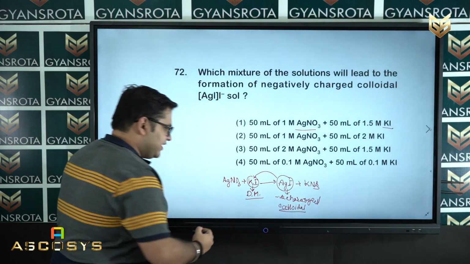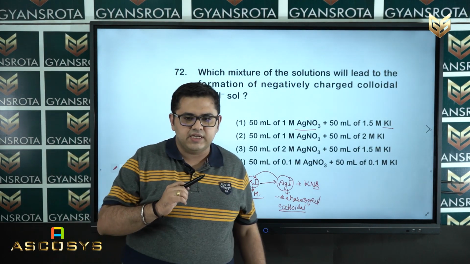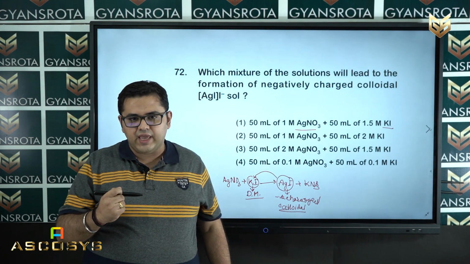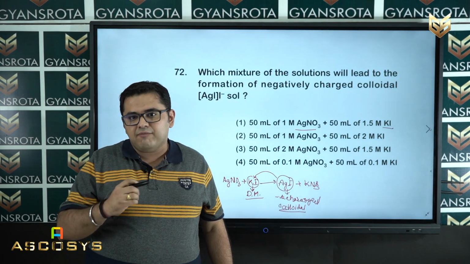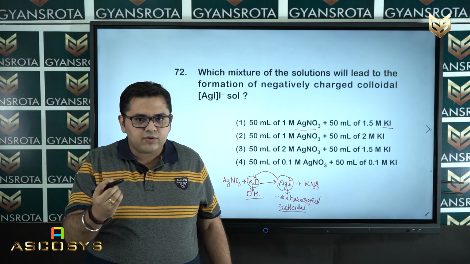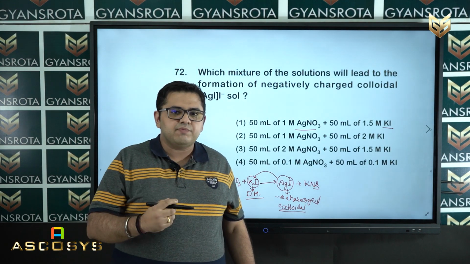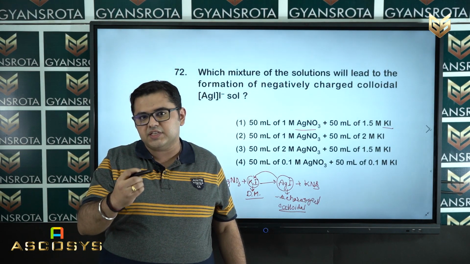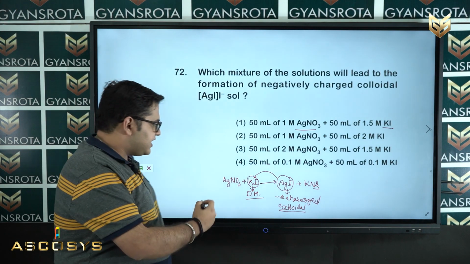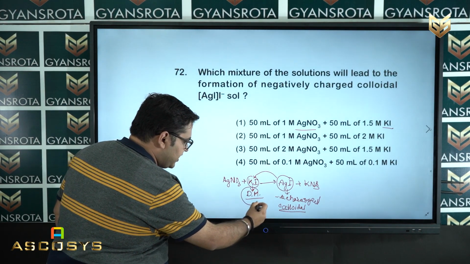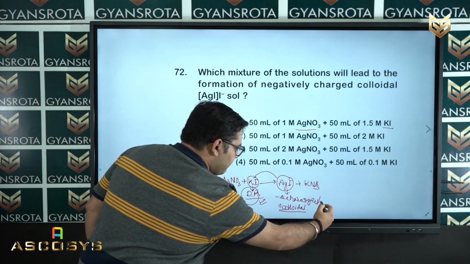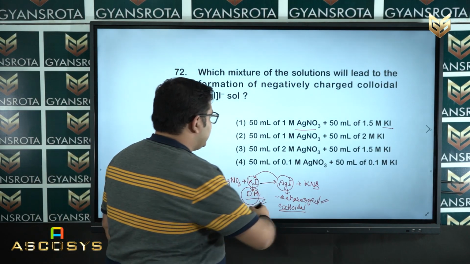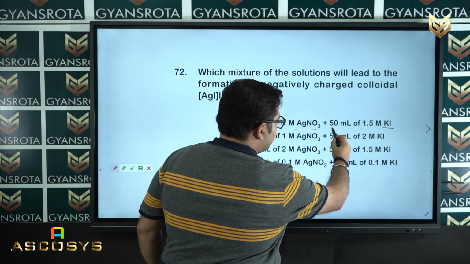Now, to understand this, we can take a simple example. Suppose you need money from your friend. Okay. So, if your friend has money, then only they are able to give you, right. So, if the dispersion medium is enough, then only more adsorption is possible. So, here is the same case, if this dispersion medium is more, the more number of negatively charged colloid will be formed.